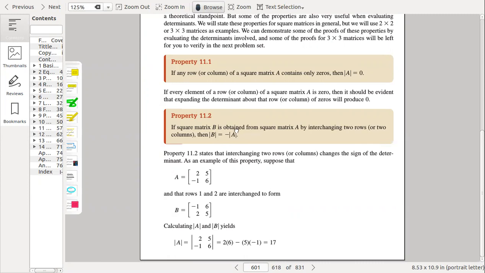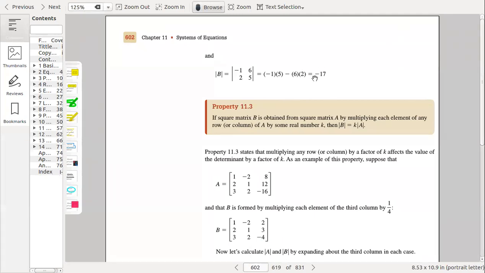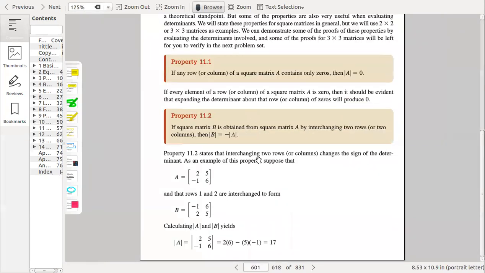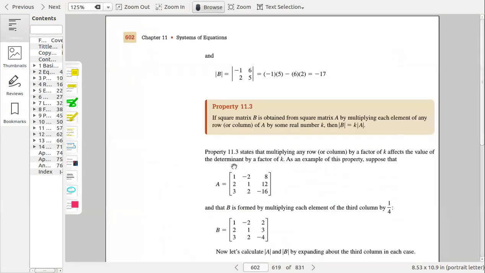Okay, so we can verify this. Here is a matrix: 2 5, minus 1 6. Just interchange these two rows, so we will have minus 1 6, 2 5. Now what is the determinant of this matrix? The determinant of A is 17 and the determinant of this matrix B is minus 17. So it means interchanging two rows or two columns will multiply the determinant by minus 1.